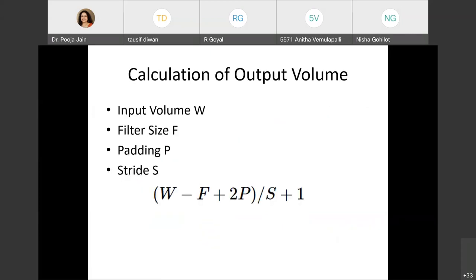Now, calculation of output volume. Previously, we had seen that formula. What was that formula? Output width is equal to input width minus filter plus one. Okay. Now, we just change the formula slightly.